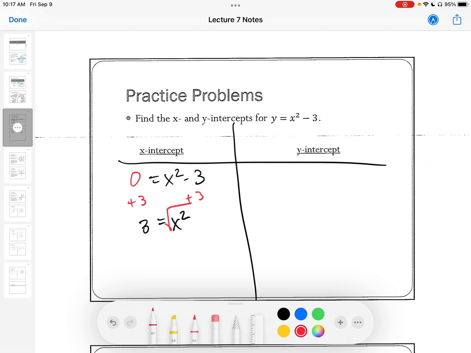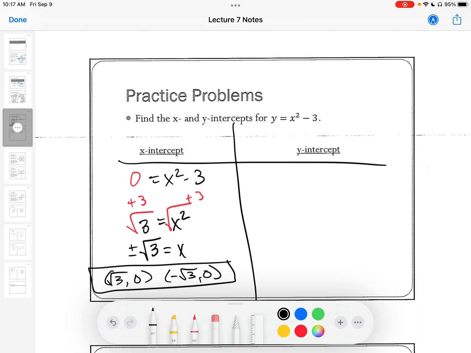Now I would have to get rid of that x squared, so I can take my square root. And then remember, our square root property says that when I do that, x squared equals something, there is a plus or a minus. And we're just going to leave that as square root of 3 because we can't simplify that. Okay? So, not my final answer though. Square root of 3, 0 would be an x-intercept. And then negative square root of 3, 0. So this has 2 x-intercepts.